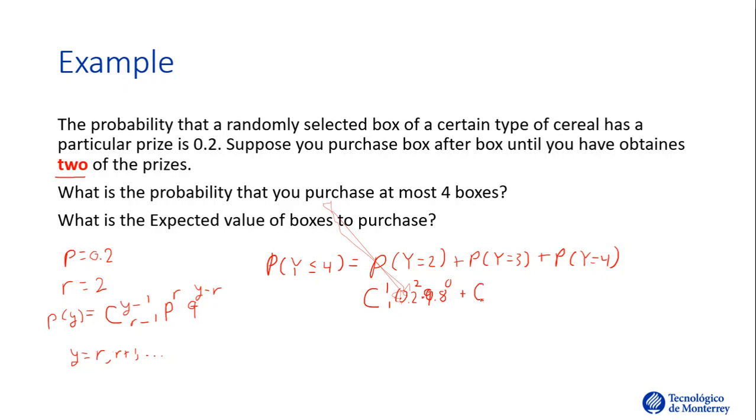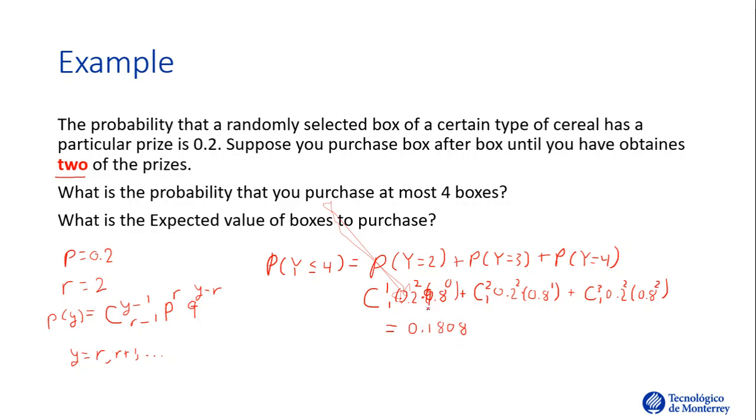plus the combination of 2 choose 1, this 2 is coming from y minus 1, 3 minus 1 is 2. The 0.2 squared has not changed, but we need to multiply it times 0.8 to the first. That is y minus r, 3 minus 2. Plus the combination of 3 choose 1, the 0.2 is not changing, and the 0.8 is raised to the 4 minus 2, 2. When using this formula, the result that we obtain is 0.1808.